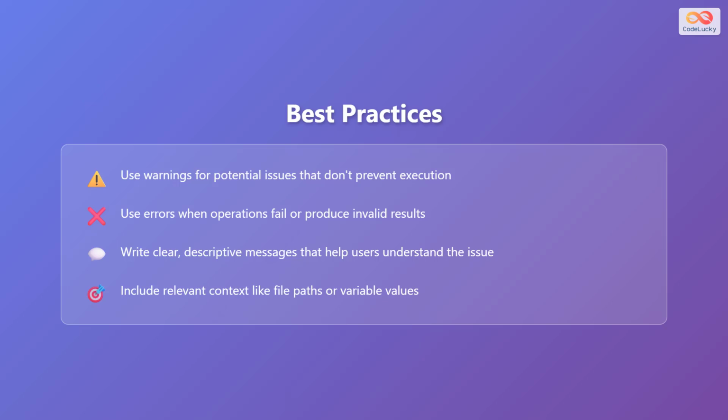Here are some best practices for using these cmdlets effectively. First, use warnings for potential issues that don't prevent execution, like low disk space or deprecated features. Second, use errors when operations fail or produce invalid results, such as missing files or invalid parameters. Third, always write clear, descriptive messages that help users understand the issue. And fourth, include relevant context in your messages, like file paths or variable values. Following these practices will make your scripts more professional and user-friendly.